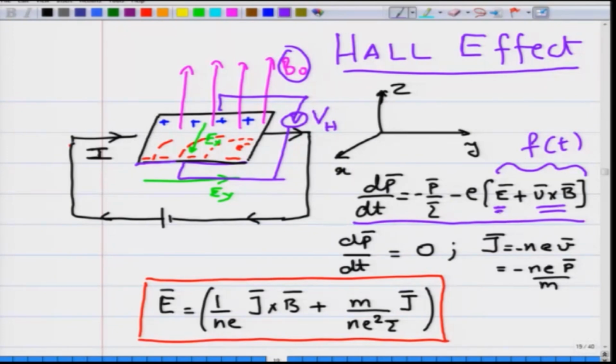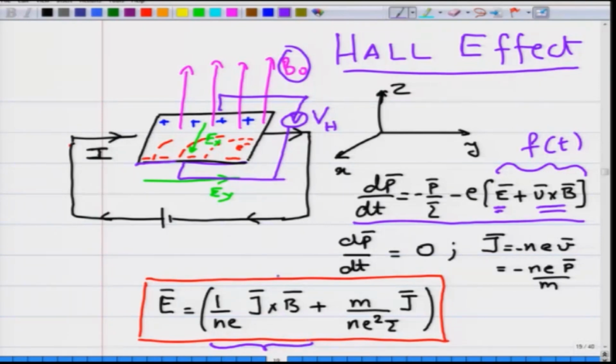Now, the drag term balances the force acting on the electron, and the system acquires a steady state where there is no rate of change of momentum. Your current density will be given by J equals minus n e times v, the velocity of the electron, or minus n e divided by m times p, the momentum. If you incorporate all of this and rearrange the terms, you have the electric field on one side, and on the other side you now have two different terms.